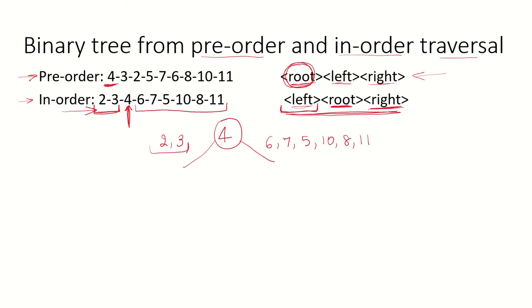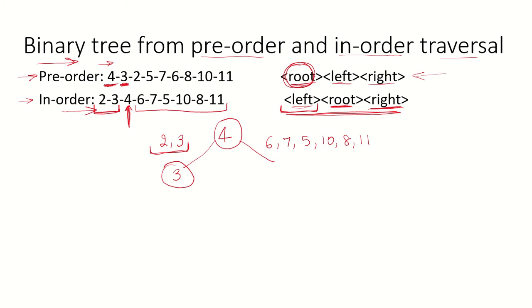Now if we see these elements 2 and 3, we have to figure out which is the root of the left subtree. To figure out the root, again we traverse the pre-order traversal. After the root element, we have this element 3. So 3 is occurring before 2. That means 3 is the root of the left subtree.